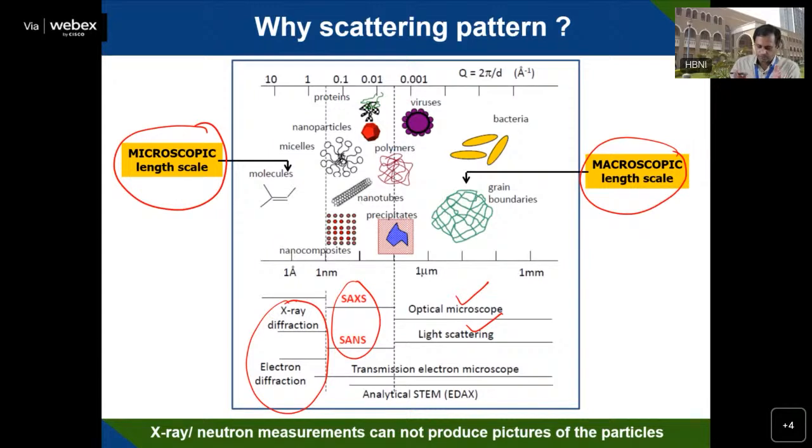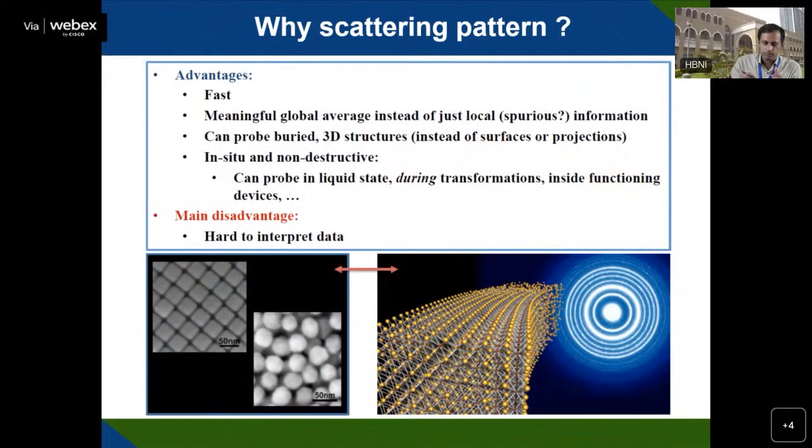So X-ray and neutron measurements can't produce a picture of the particle, like in the case of electron microscope, where we get a microscope image. But in the X-ray and neutron scattering technique, we get some data which we have to interpret by using a Fourier transform to get the final information. The advantage of the scattering pattern is that the scattering process is much faster. It gives a meaningful global average instead of just local information.